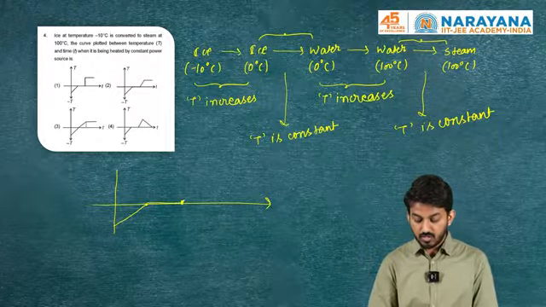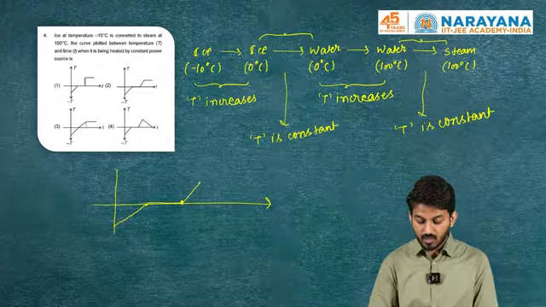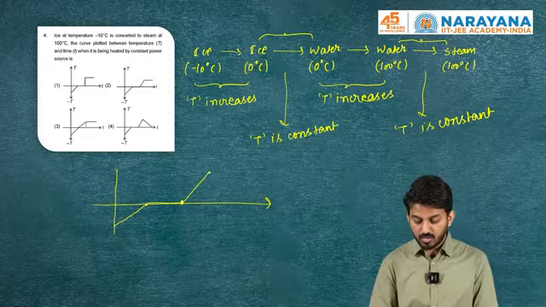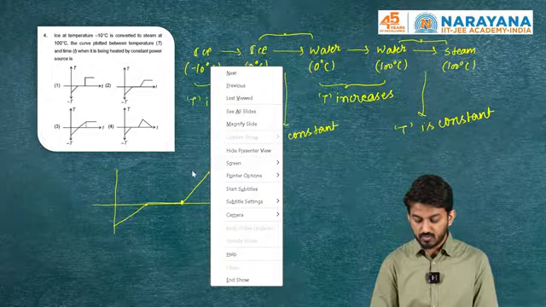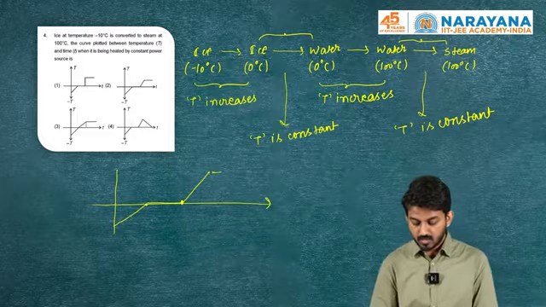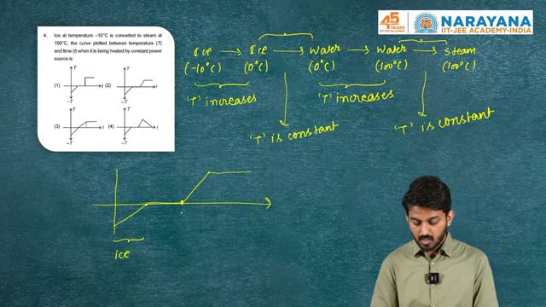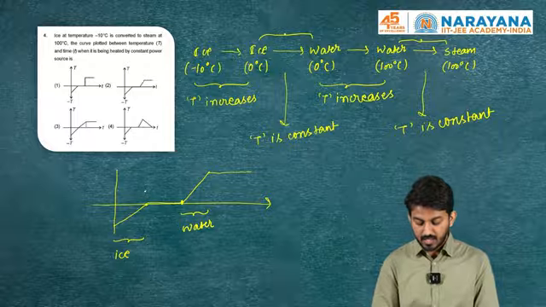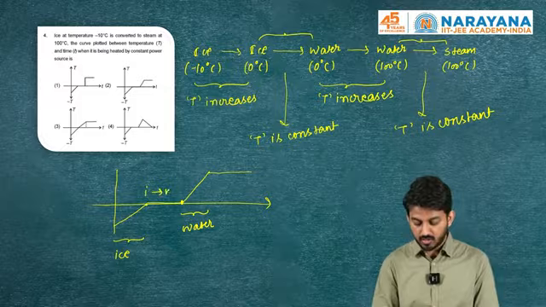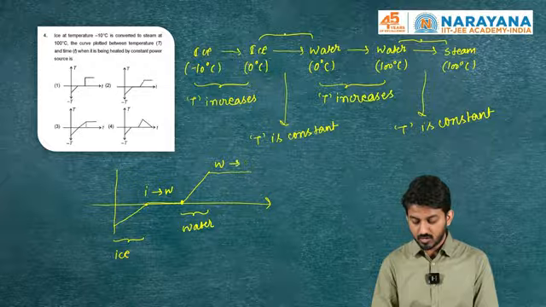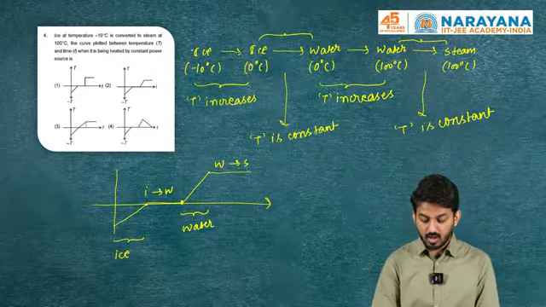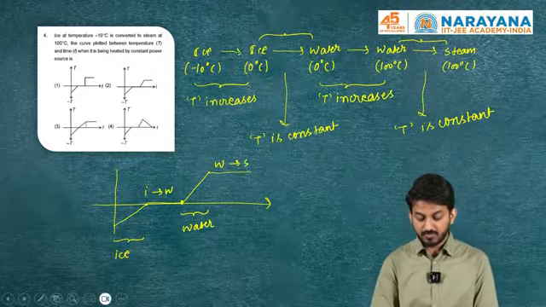Then water starts to heat up, and again temperature becomes constant as it starts to convert to steam. So here we have ice. Here we have water. Here ice is converting to water. Here water is converting to steam. So in this case, our answer here is going to be option B, or the second option.